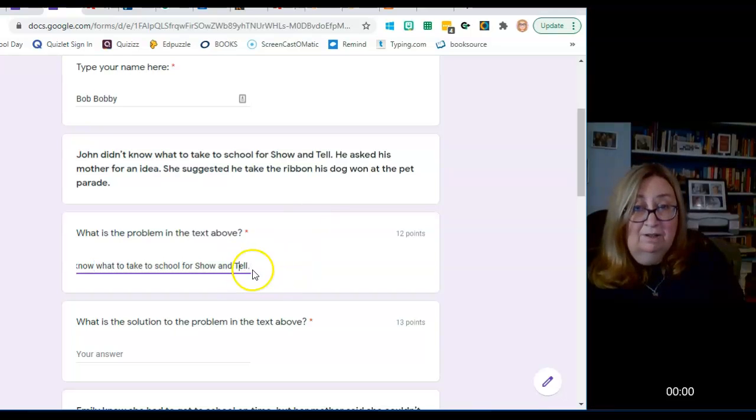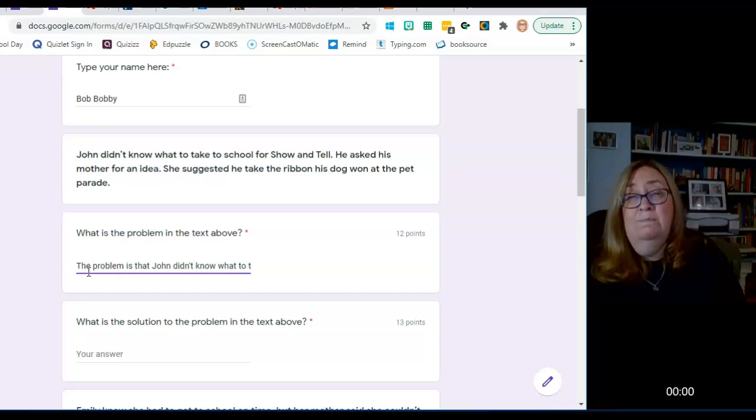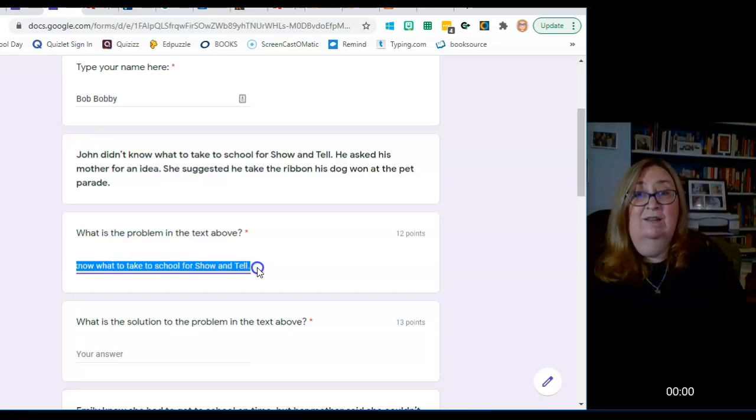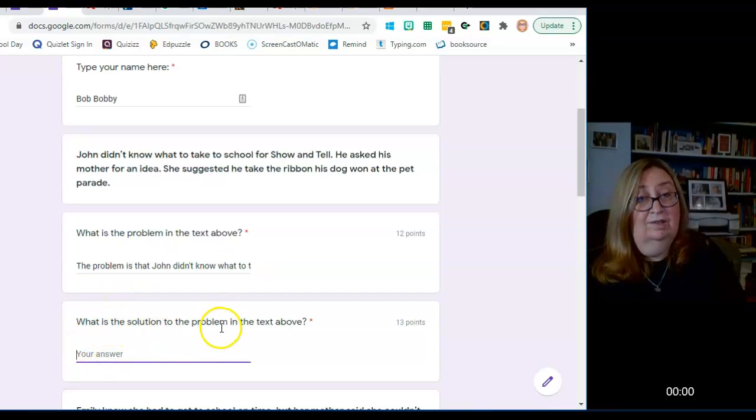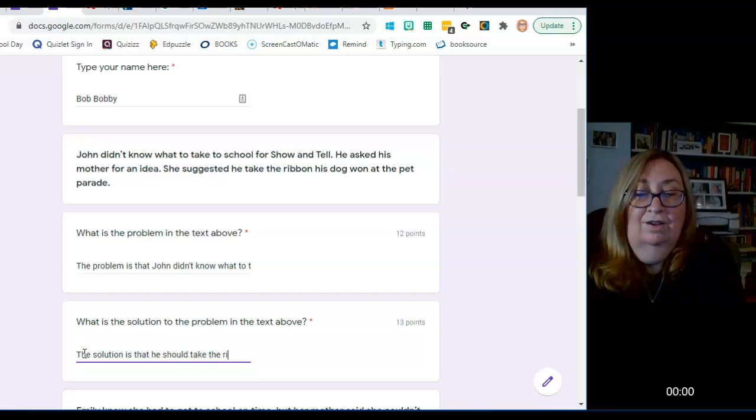Please notice that I put a period at the end of the sentence. Please notice that I started the sentence with a capital letter. And most importantly, please notice that my sentence expresses a complete thought. The problem is that John didn't know what to take to school for show and tell. Your next question says, what is the solution to the problem in the text above? Okay, the solution is that he should take the ribbon his dog won at the pet parade.